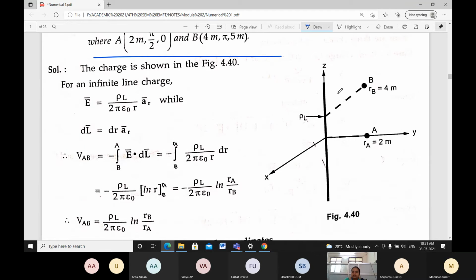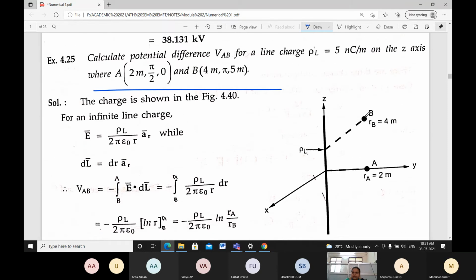From this we can go with drawing the diagram of how it is going to be. Point A is at 2 meters, and I can fix it here at 90 degrees. Then the B point is at 4, where rho is varying from 4, then it is of pi and about 5 meters. It means it is of rho, pi and also z.